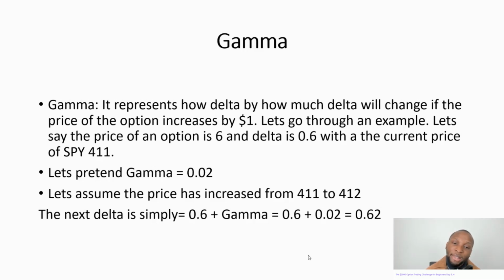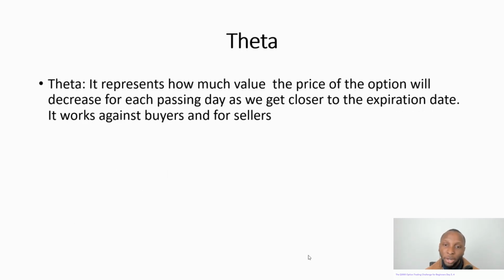The next delta is simply 0.6 plus gamma. So the next delta in this case will be 0.62 more precisely. So basically you see that gamma helps you calculate the next delta. It's basically the rate of change of delta as the price of the option increases or decreases more generally, and you can translate that in terms of profit, etc., and also based on the previous thing I've been saying about delta. So it's like a chain.